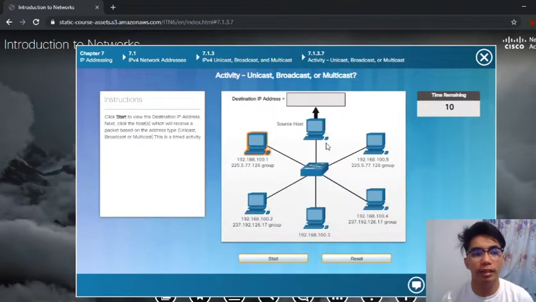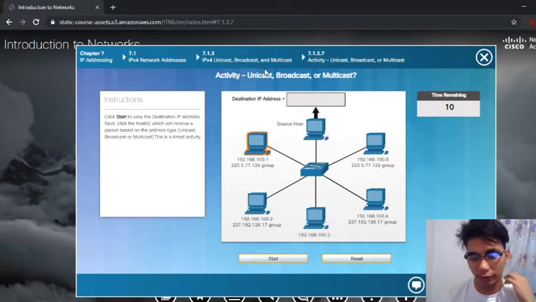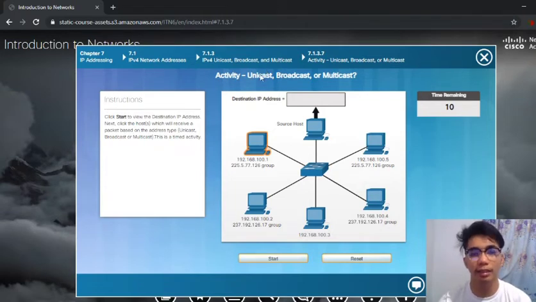And this is the fourth activity of chapter 7. It is about unicast, broadcast, and multicast. As we all know, unicast is only sending to a specific location or device, and multicast is having a group of receivers but not all, and broadcast is all of the devices that you are sending to will receive all the information. Then you will choose where the message will go, if it is unicast, broadcast, or multicast. Then let's start.